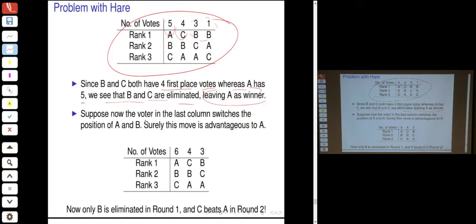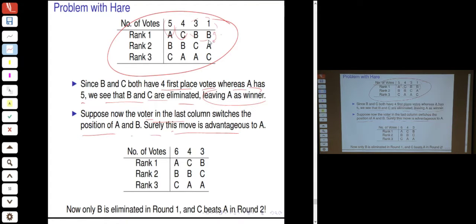So suppose now that the voter in the last column switches the position of A and B. That should work in favor of A, right? Because A was winning before and now someone has switched his preference to A. So definitely A might be winning more. So let's see what happens, and let's now apply Hayes method to the altered profile.